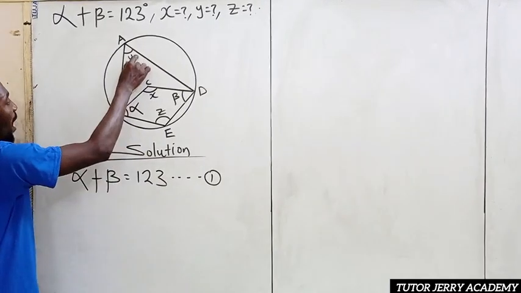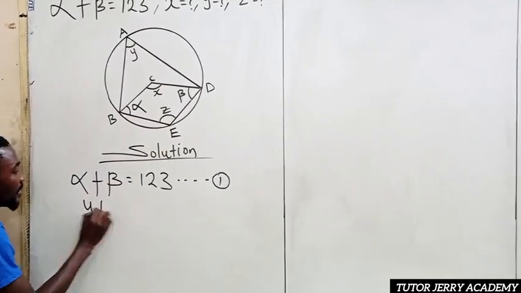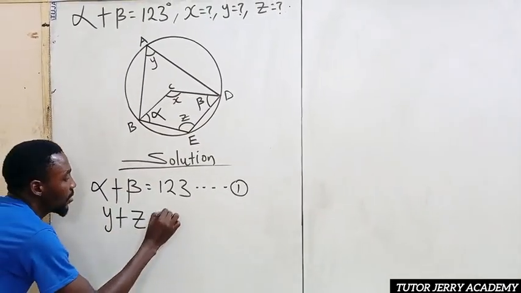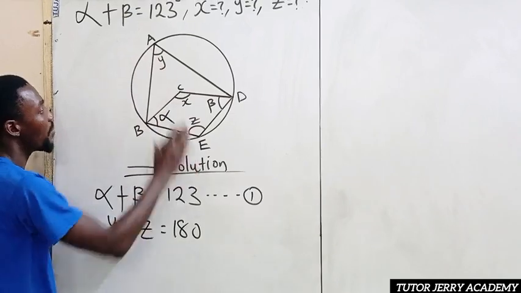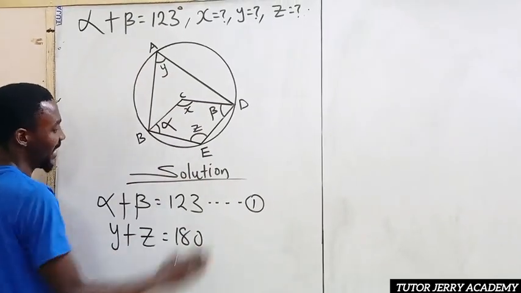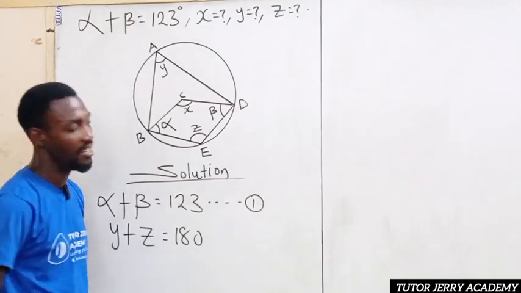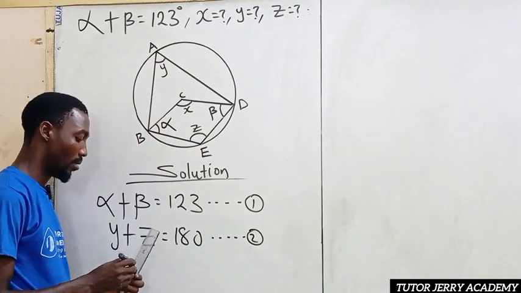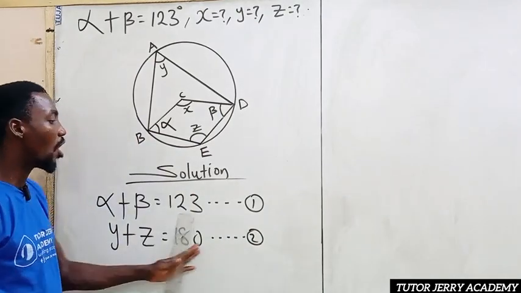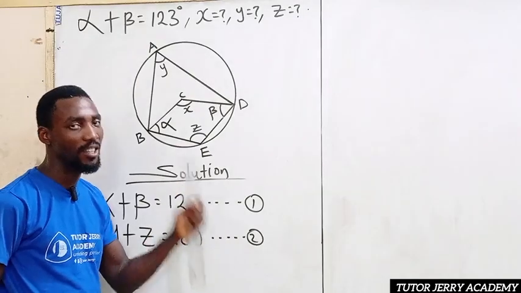That is y plus z. So it means y plus z is equal to 180. Why? Because the sum of the opposite angles of a cyclic quadrilateral is 180. Please take note of that. I'm not writing it here. So this is going to be equation number 2. Please take note, the reason for this is the sum of the opposite angles of a cyclic quadrilateral.